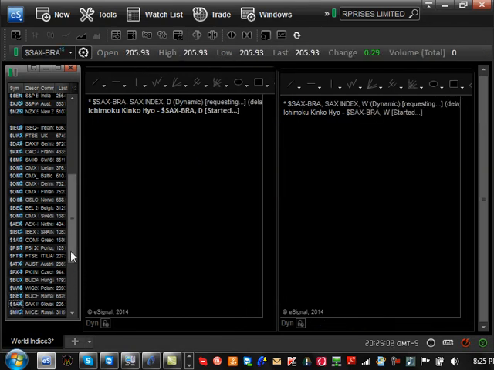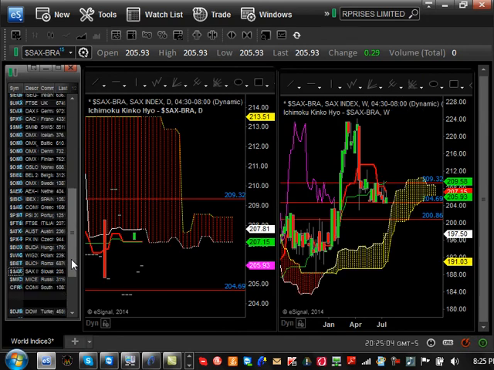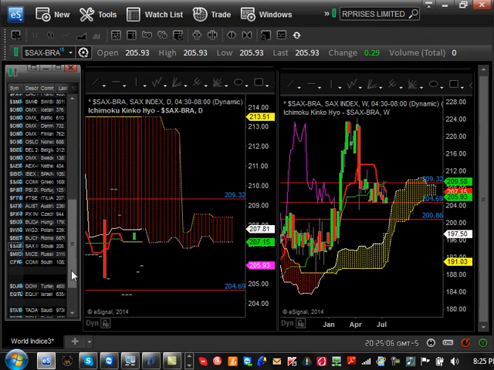Slovakia. If you look at this, it's a bullish trend here. It's pulled back right now. It's just consolidating right now between 204 and 209. Very tight consolidation pattern, so nothing really going on there.